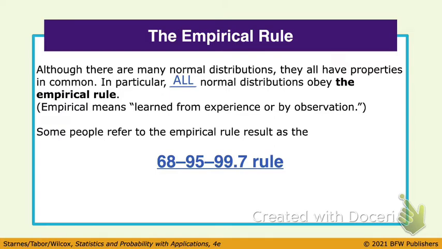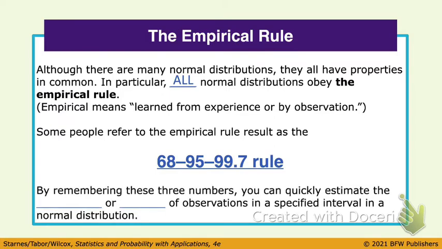This is really helpful because if I remember this rule by using the actual numbers, then I know what the values are. It's 68, 95, 99.7. 1 standard deviation, 2 standard deviations, 3 standard deviations. So by remembering these 3 numbers, you can quickly estimate the proportion or the percent of observations in a specified interval in a normal distribution.